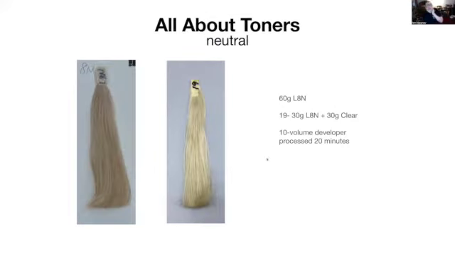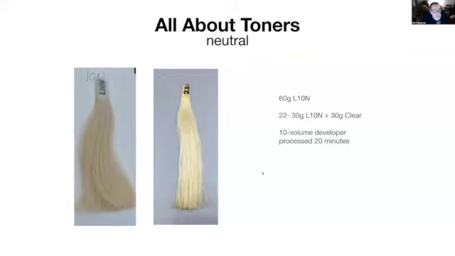Here I've only done 2 swatches, but this is liquid 8N, and then this is liquid 8N mixed with 30 parts of clear. And you can see what's happened here. Once again, both were processed with 10 volume developer for 20 minutes, but you can see how much lighter this color is than the original 8N.